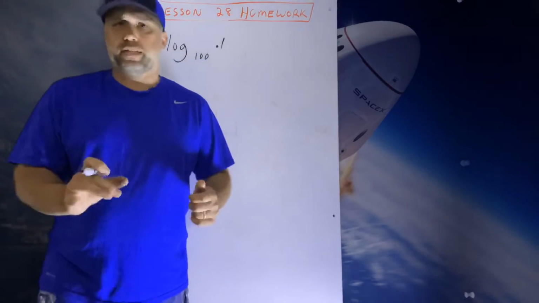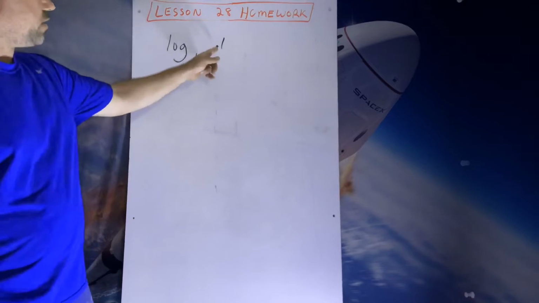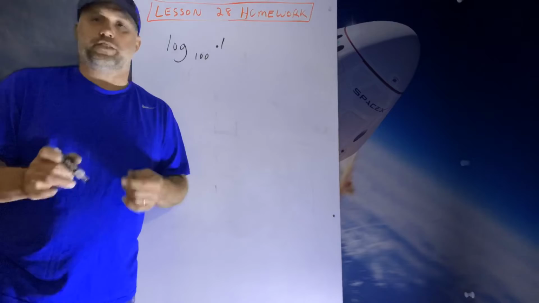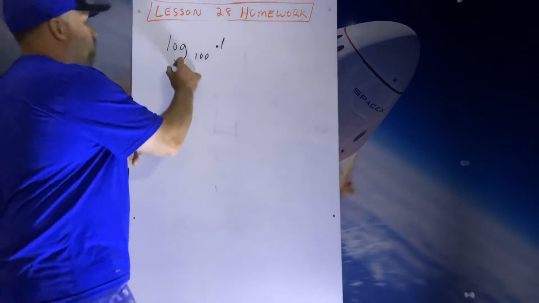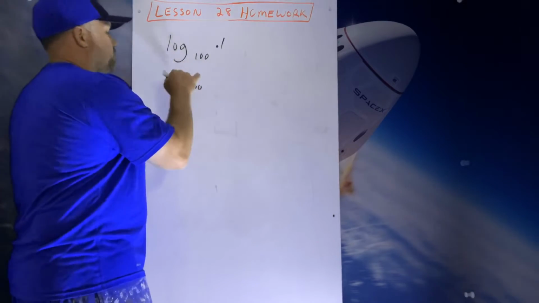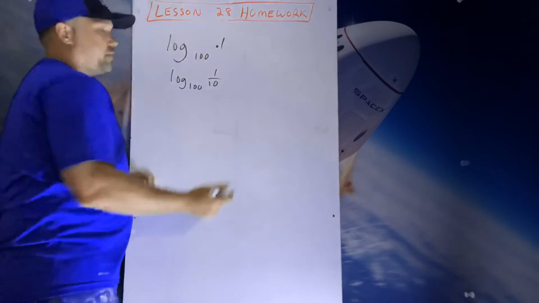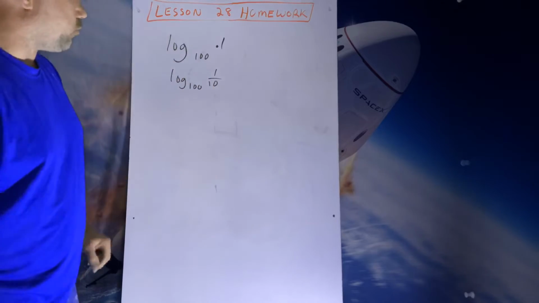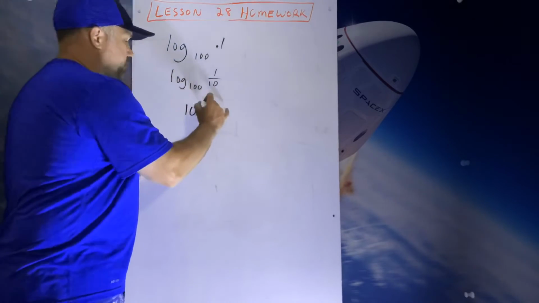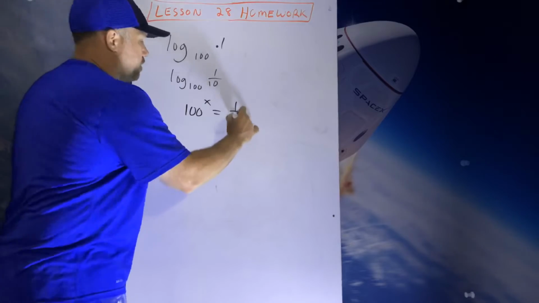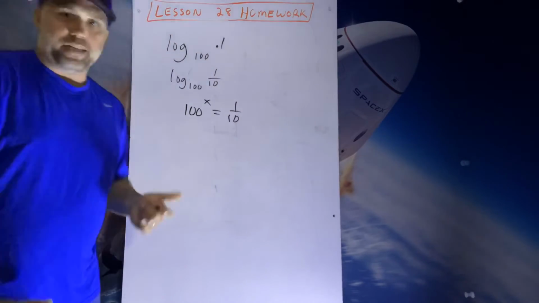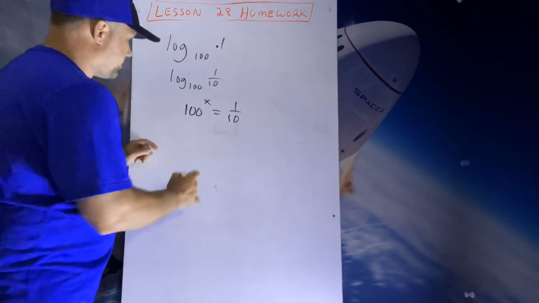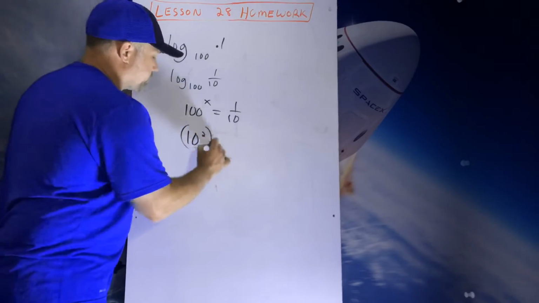Toughest question on the homework right here, log base 100 of 0.1. What you need to recognize here is that 0.1 can be written as a fraction. 0.1 is really 1/10. That's how we say that number. So I have log base 100 of 1/10. So I have 100 raised to the what gives me 1/10? What base can I get both sides to? I can easily get them to a base of 10, because 100 is 10 squared.